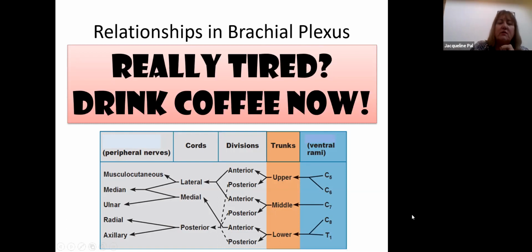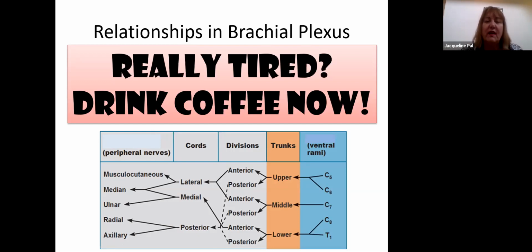Okay. So what do you need to know? Really tired, drink coffee now. You need to know ventral ramus, trunks, division, cord, nerves. You do not need to know upper, middle, lower, anterior, posterior, lateral, medial, posterior. You do need to know C5 through T1, where the ventral rami are coming from. And then at the other end, you're going to need to know the 5 peripheral nerves, which we're going to go through in more detail than you ever wanted to know.